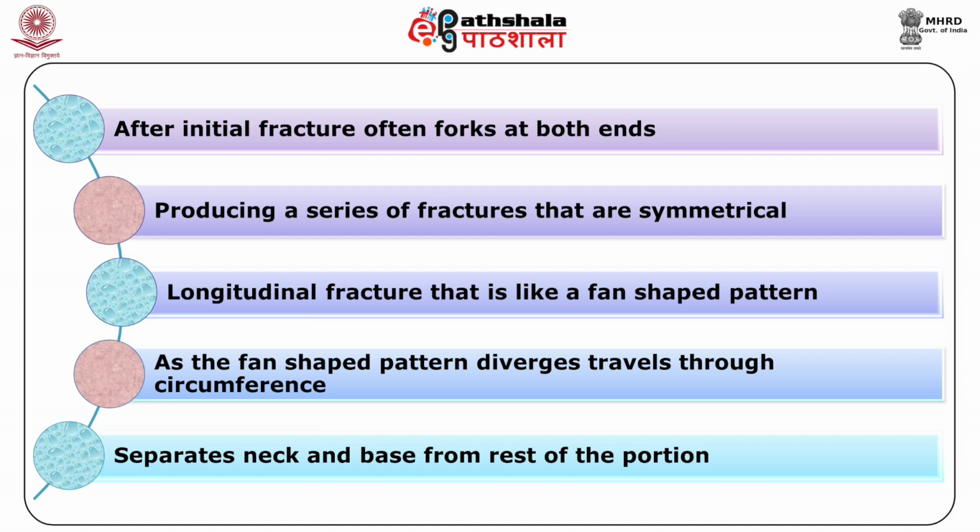After the initial fracture, it often forks at both ends, producing a series of fractures that are symmetrical about the initial longitudinal fracture, that is, like a fan-shaped pattern. As the fan-shaped pattern diverges, it travels through the circumference and separates the neck and base from the rest of the portion.